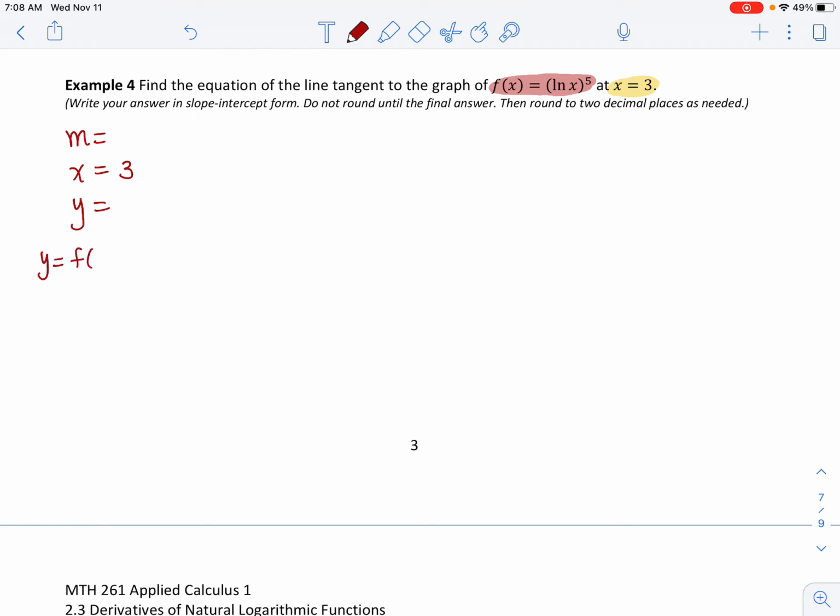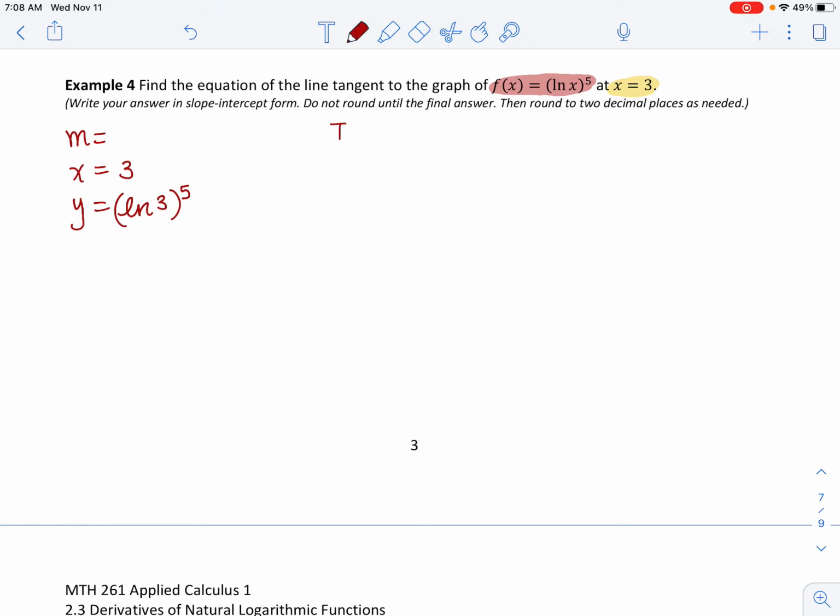y is f of 3, so we're going to plug the 3 into the function: natural log of 3 raised to the 5th power. Now they did say write your answer in slope-intercept form. Do not round until the final answer. So I'm not going to even type that in my calculator. I will wait until I am done with everything. So y is, for right now, natural log of 3 raised to the 5th power. Now let's find m, the slope.